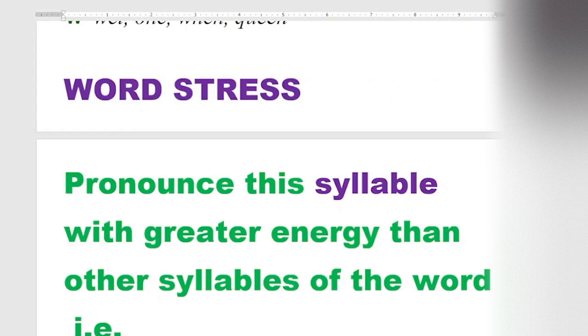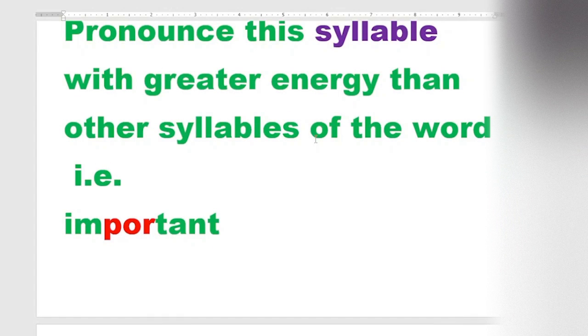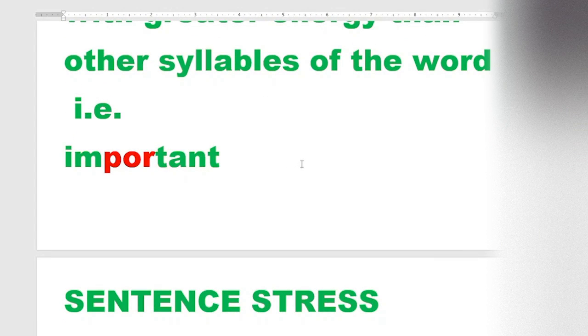So let's speak about word stress. Every word in English has a word stress, but not all languages have word stress. Some languages have equal stress in each word, with no stress. But in English, you should stress some part of the word, and this part of the word is a syllable. In word stress, we pronounce a syllable with greater energy than other syllables of the word. For example, important, important.